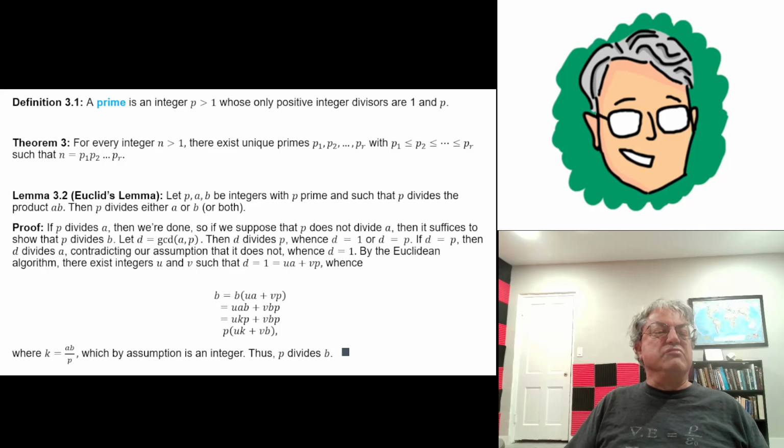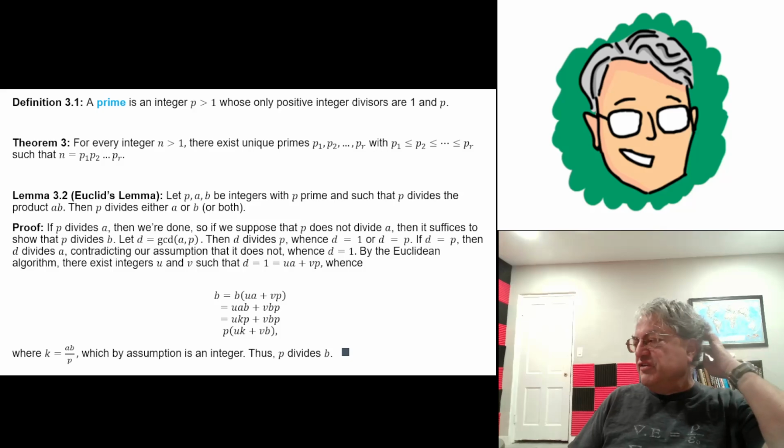So here's what the lemma says. If p divides the product of a and b, if p divides a times b, then it has to divide either a or b, or maybe both. That's what Euclid's lemma says. It seems kind of intuitively obvious, but we still have to prove it. So how do we prove this? Well, if it divides either one, suppose it divides a, then we're done, because we're just trying to prove that it divides one or the other.